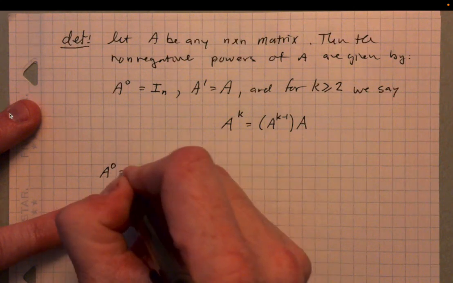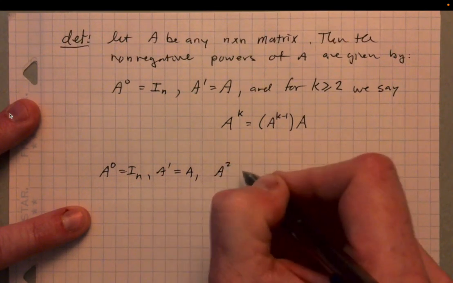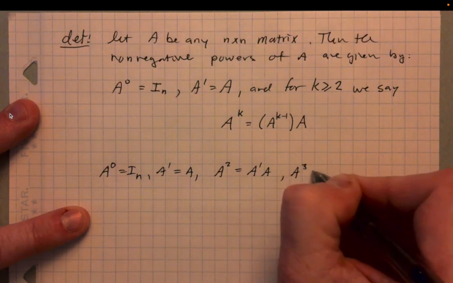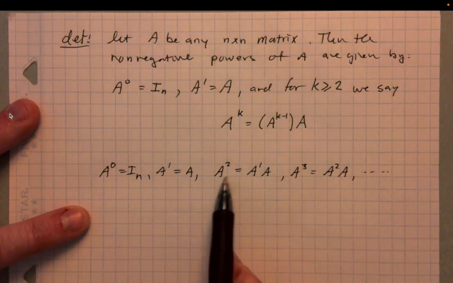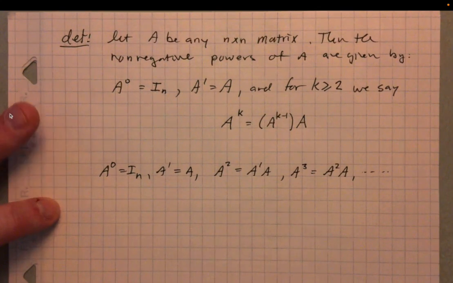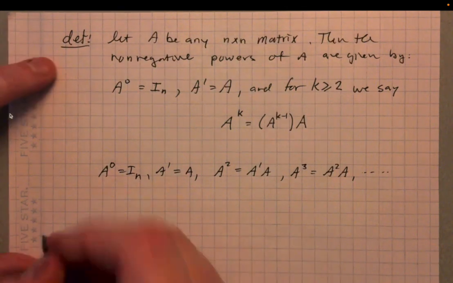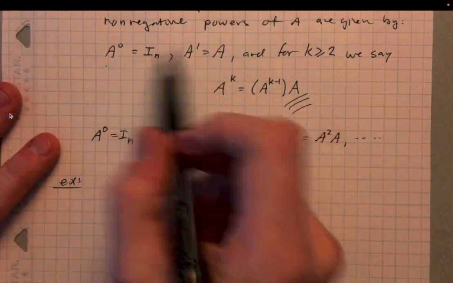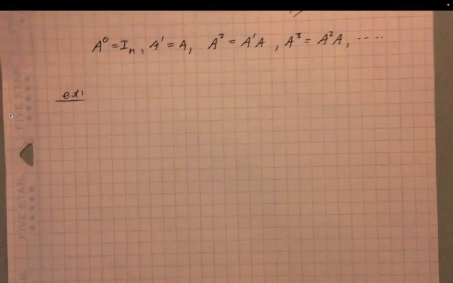So A to the 0 is equal to the identity. A to the 1 is equal to A. A squared is equal to A to the 1 times A. A cubed is equal to A squared times A, and so on. So you can see here I define these two and then I get everything else, sort of recursively defined. It's a straightforward idea. We just need this for some of the proofs. And it's nice to start with just defining the first two and then everything else being recursively defined, based on the previous ones.